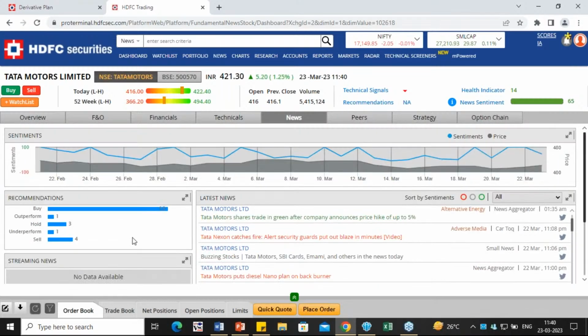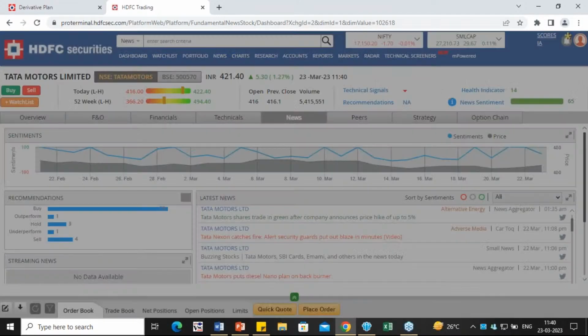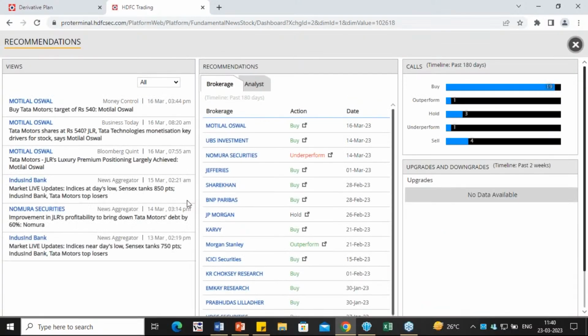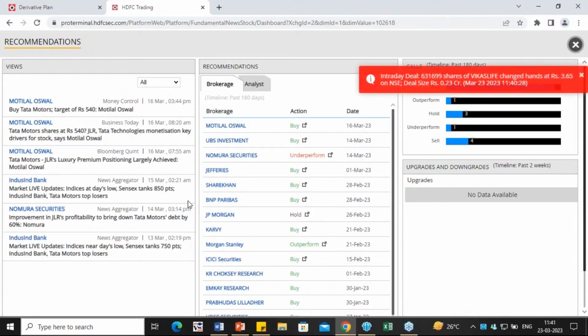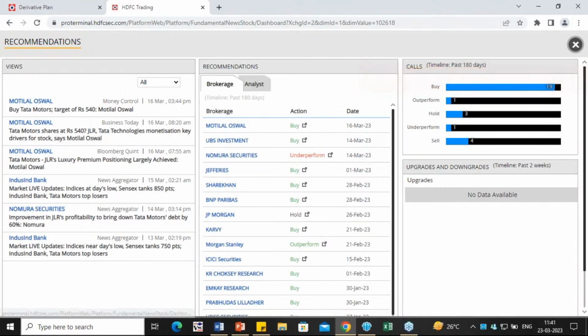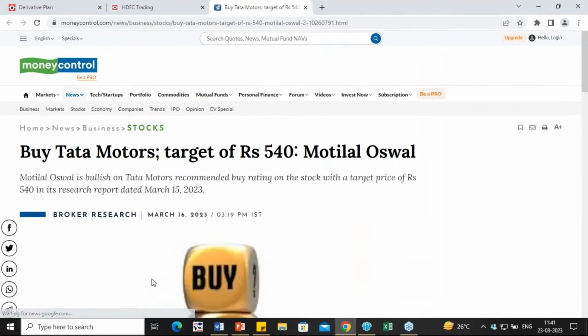Also we are giving the recommendations, so if you want to see the recommendation for the particular Tata Motors, in the pro terminal we not only give the recommendation of HDFC Securities. We also give you the recommendation of other broking houses to give you more assurance to buy that particular stock, right? For example, Motilal Oswal has just said to purchase on 16 March. If you click over the icon, it will redirect to that page, and it is showing in Moneycontrol.